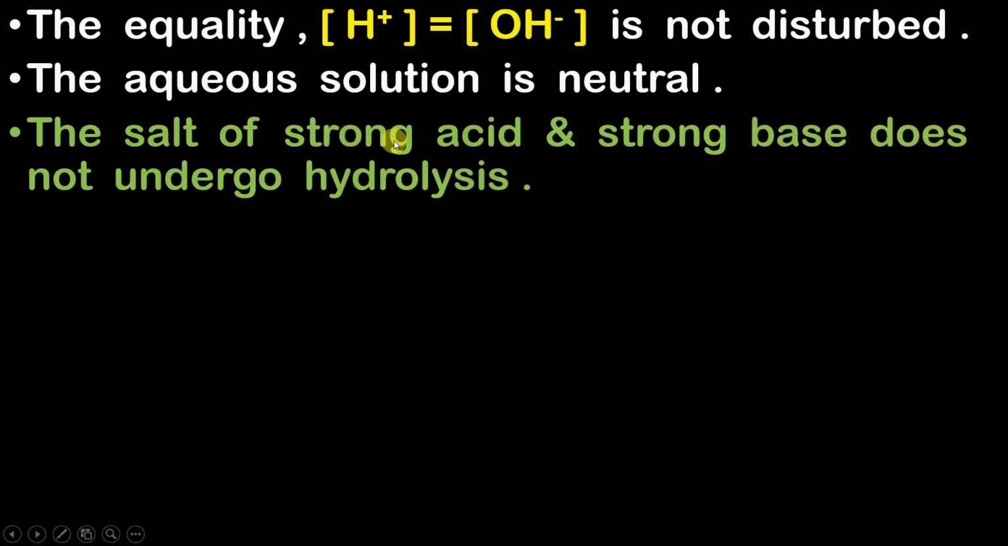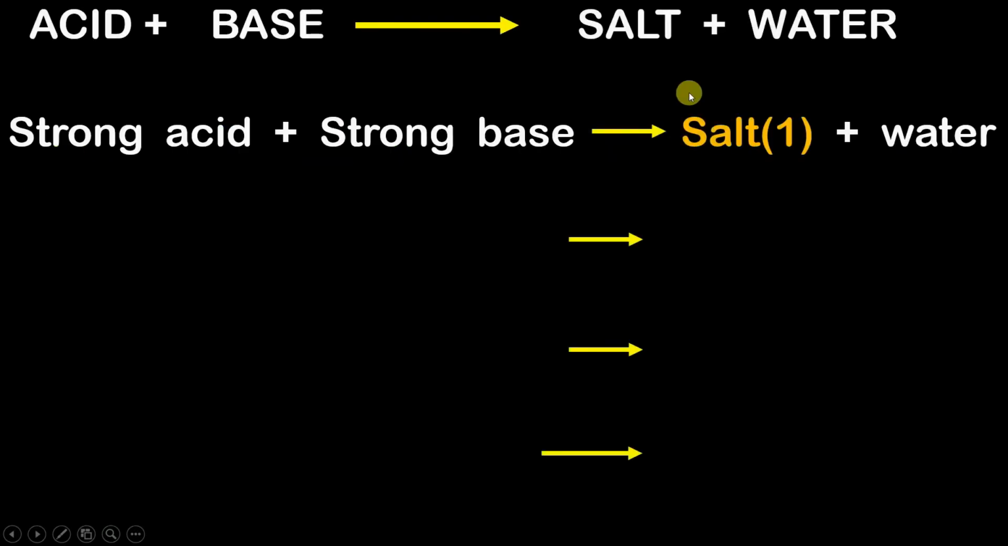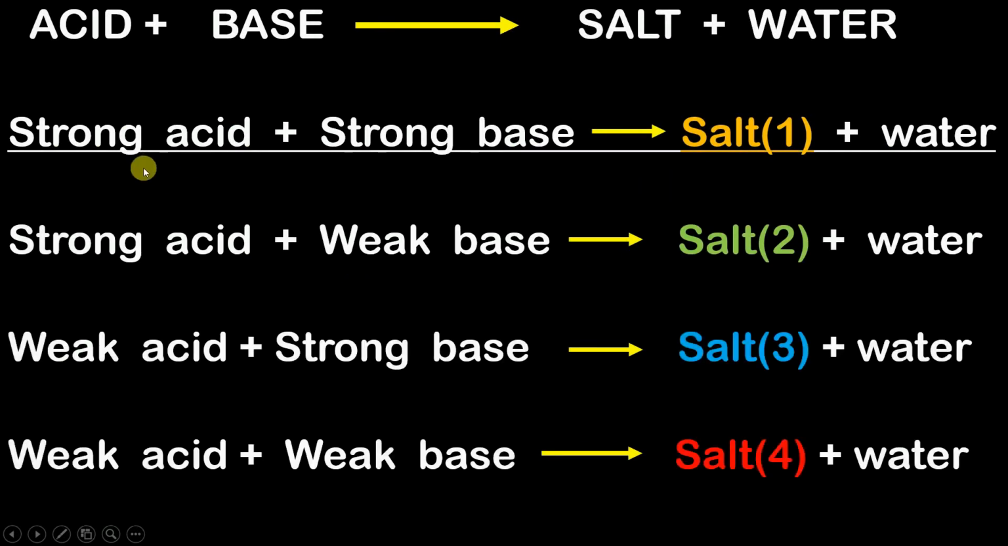And the salt of strong acid and strong base does not undergo hydrolysis. That is our conclusion. That is, the salt obtained by the reaction of strong acid and strong base does not undergo hydrolysis. So guys, here we say that this first salt, number 1, that is obtained from the reaction of a strong acid and strong base, will not undergo hydrolysis. Now we will check for salt number 2 whether it will undergo hydrolysis or not, and if it undergoes hydrolysis, then what will be its effect. Okay, so this we will see ahead.